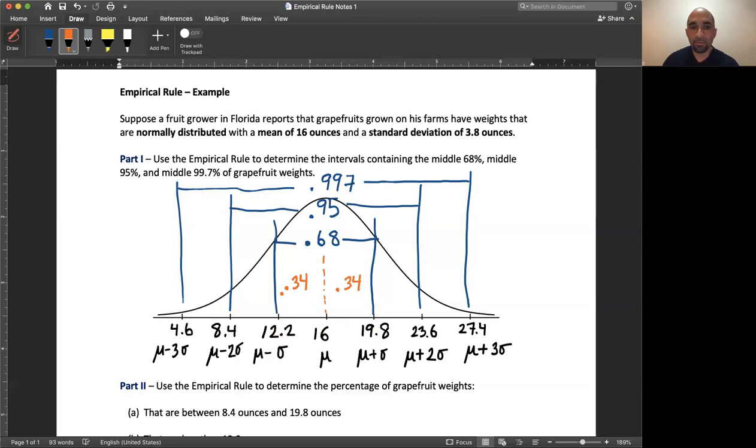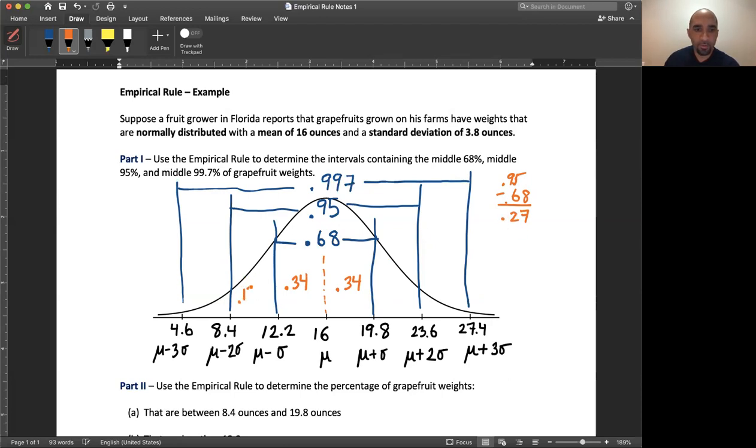So let's do some math to figure out the rest of these. If we subtract 95 minus 68, we get 27. Let's show that. So 0.95 minus 0.68, that's a 5 there, we get 0.27. So 27% corresponds to the percentage in this interval and in this interval together. So if we separate this into two parts, we divide by 2, we get 0.135.